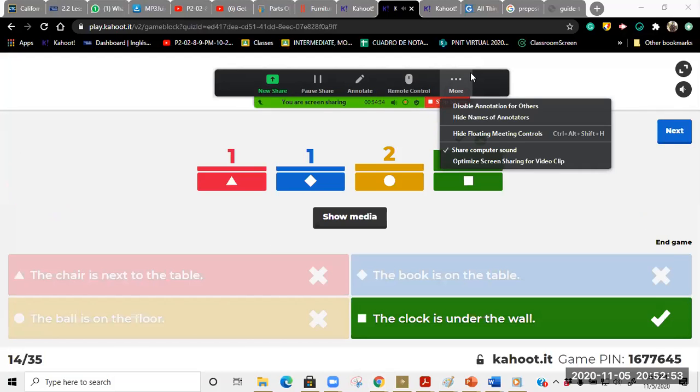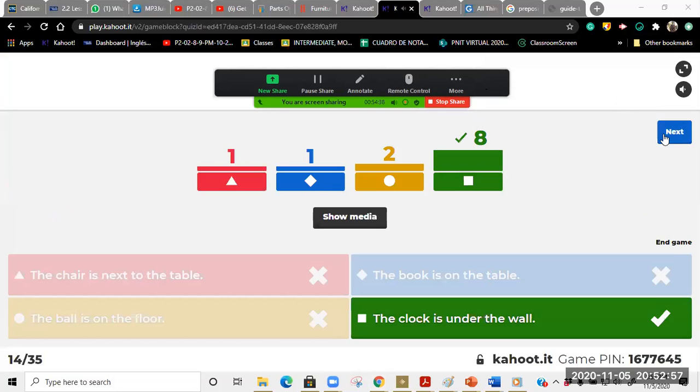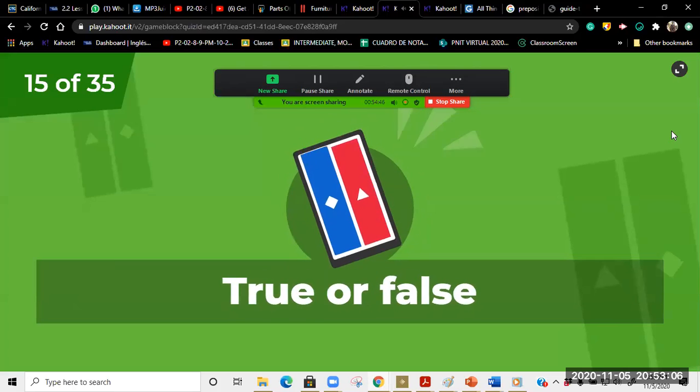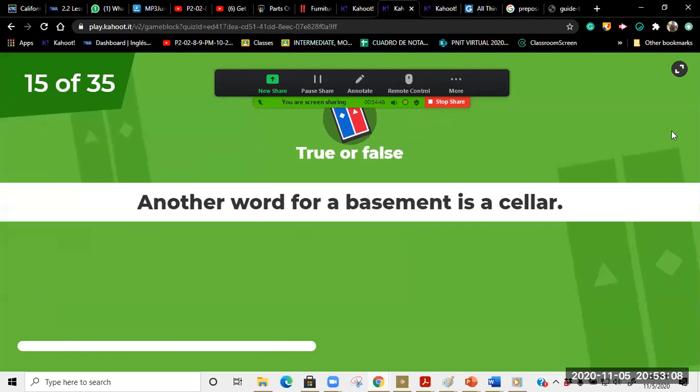Very good. For those of you who picked the clock is under the wall, sí, no estaba correcta esa oración. Very good. That's correct. The clock no estaba abajo, estaba on the wall, not abajo en la pared. Okay, very good. Good job, good job.